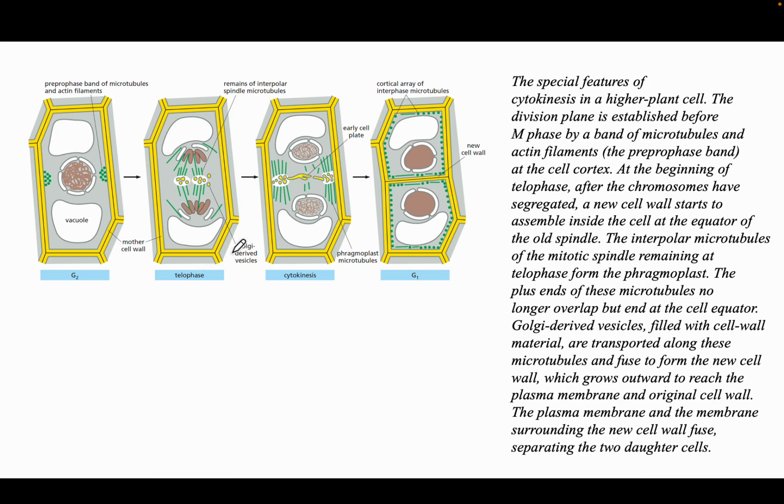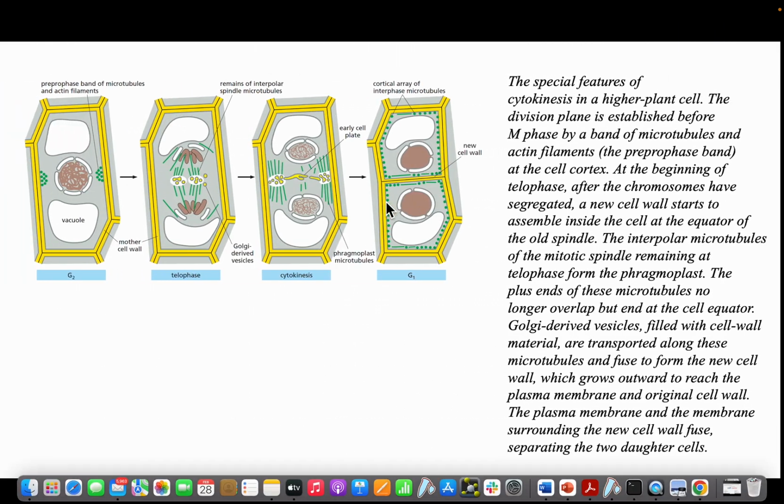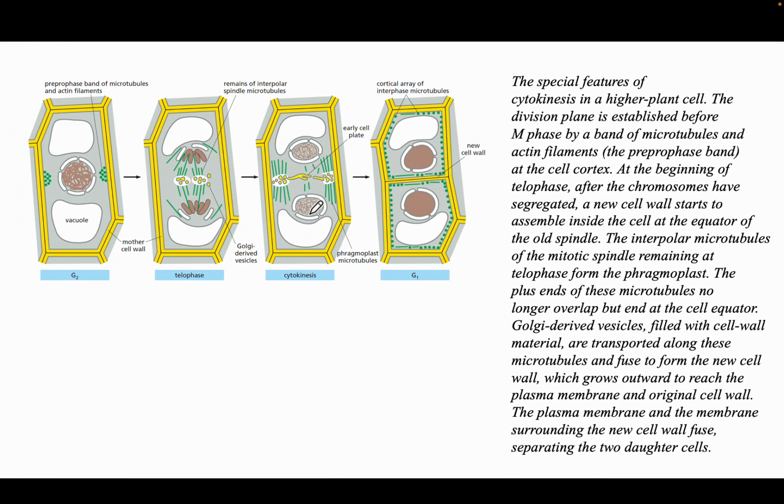At the beginning of telophase, after the chromosomes have segregated and a new cell wall starts to assemble inside the cell at the equator of the old spindle, the interpolar microtubules of the mitotic spindle remaining at telophase form the phragmoplast. So the interpolar microtubules from the mitotic spindle that remain at telophase form the phragmoplast, and the plus ends of these microtubules no longer overlap but end at the cell equator.